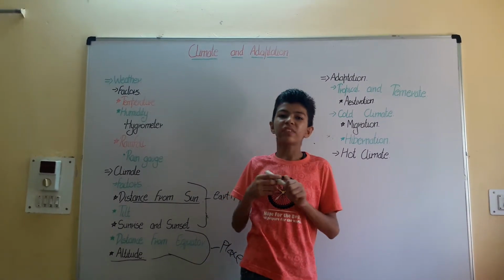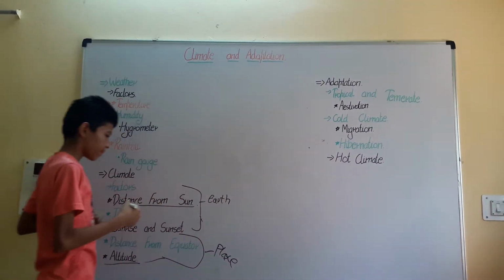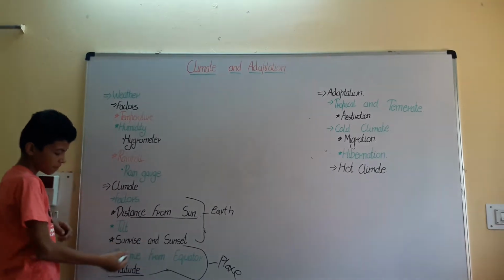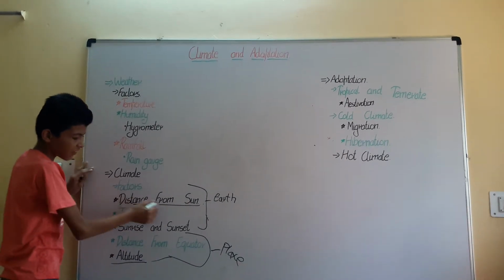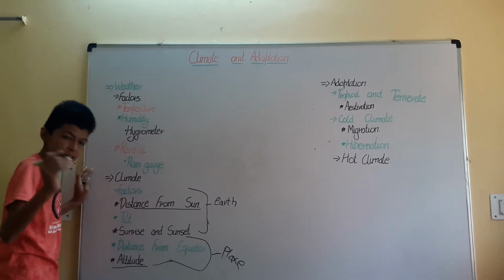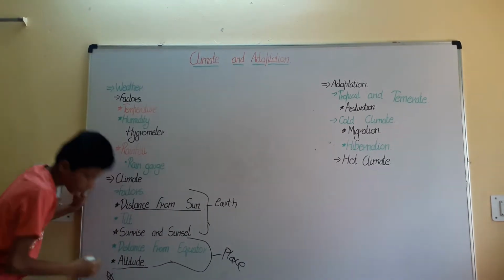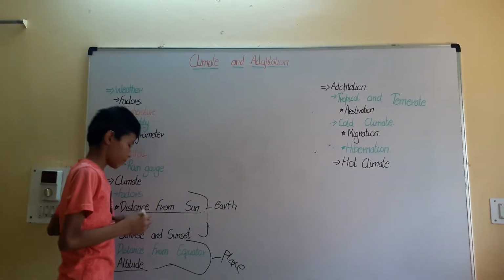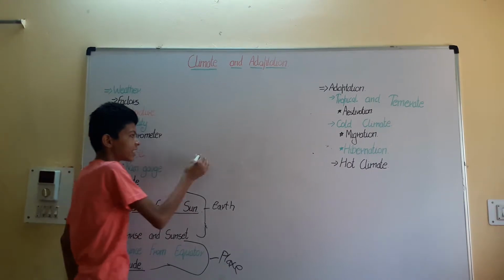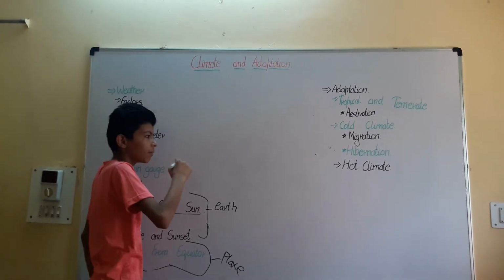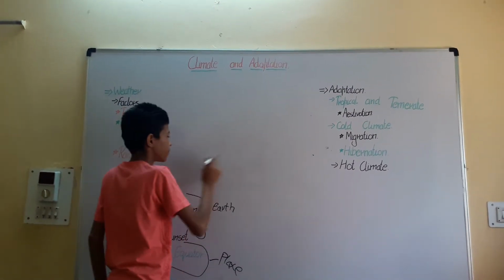Then another factor which affects the climate of a place is the distance from the sea level, from the sea areas, the water bodies.